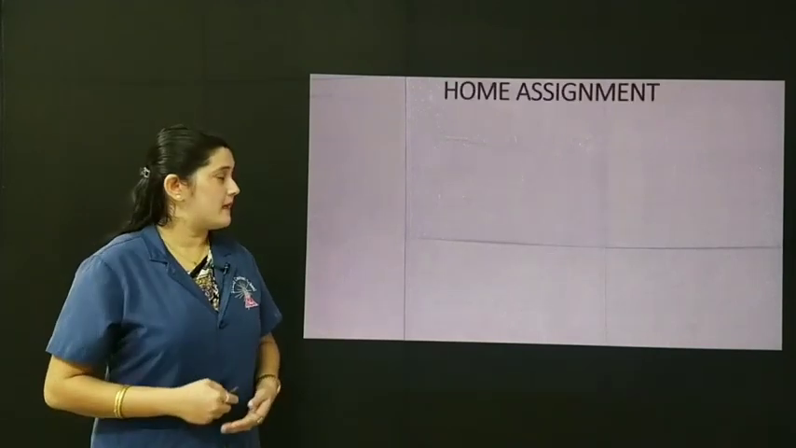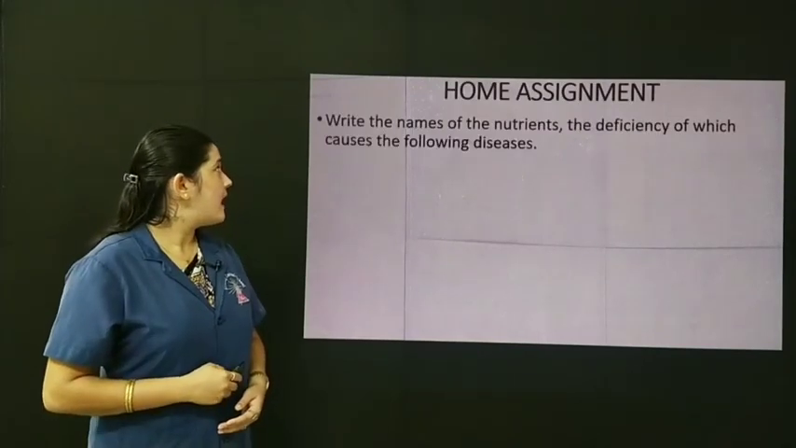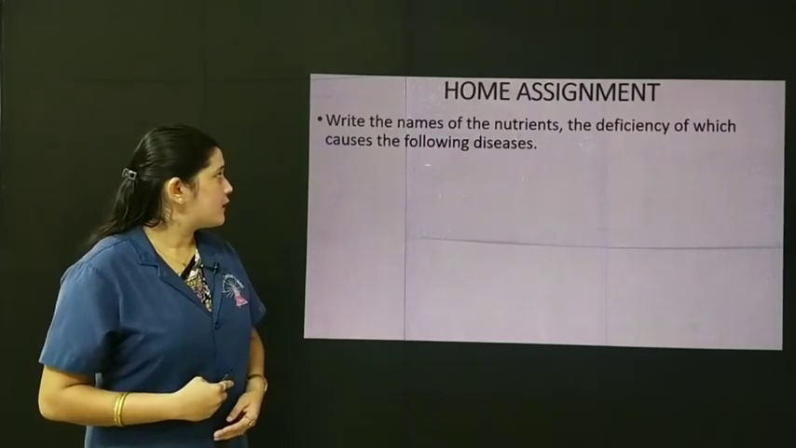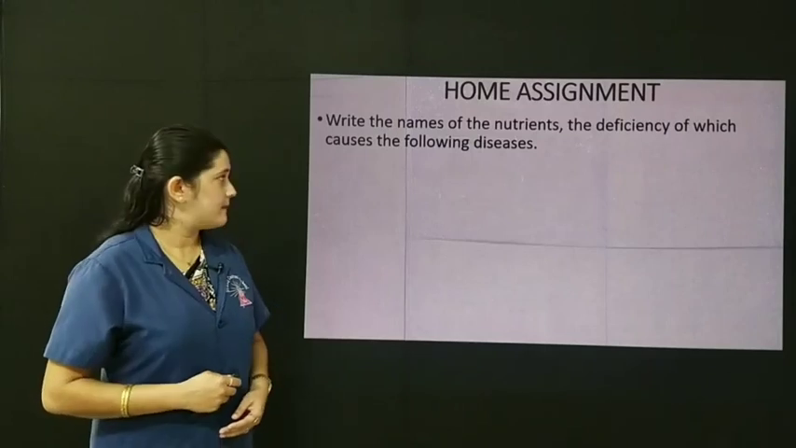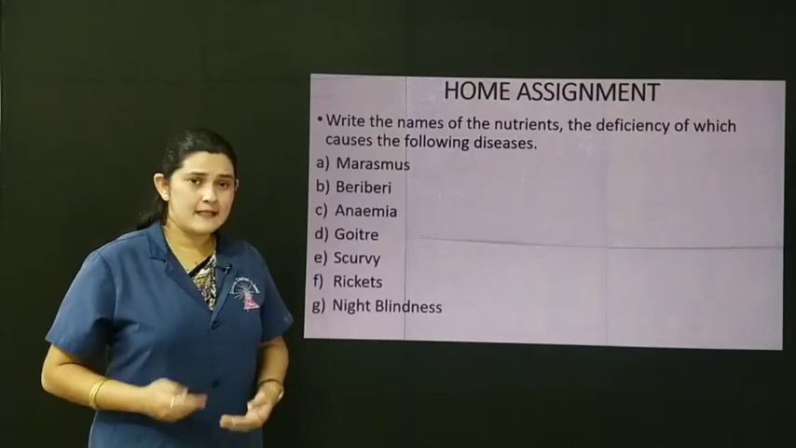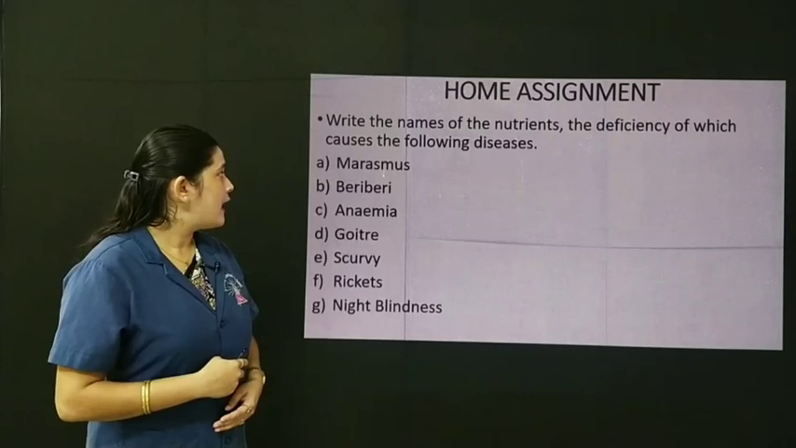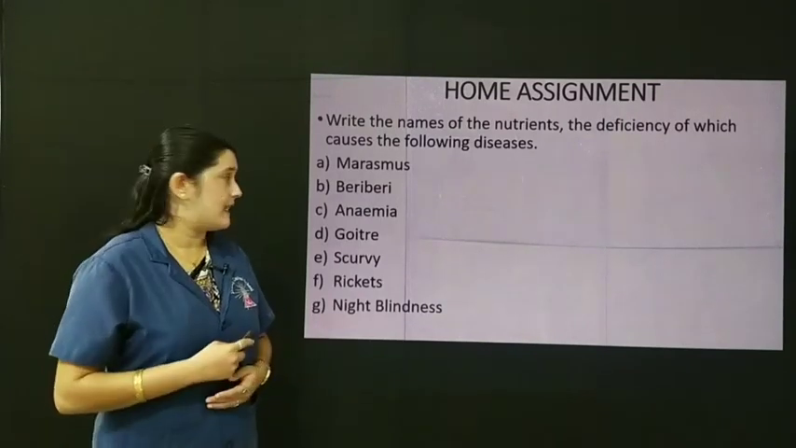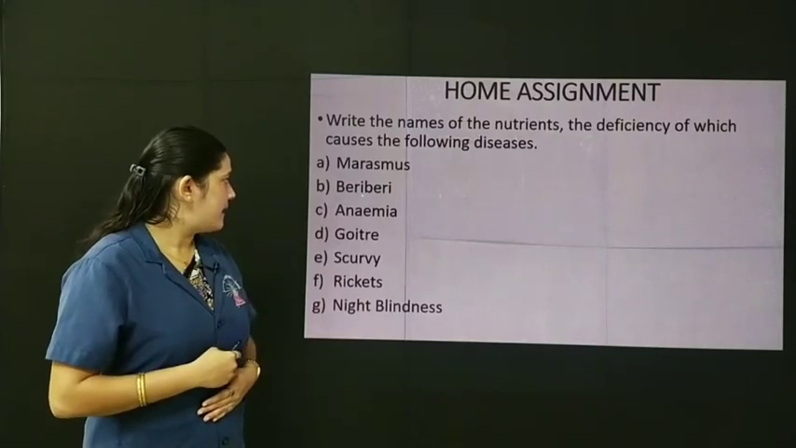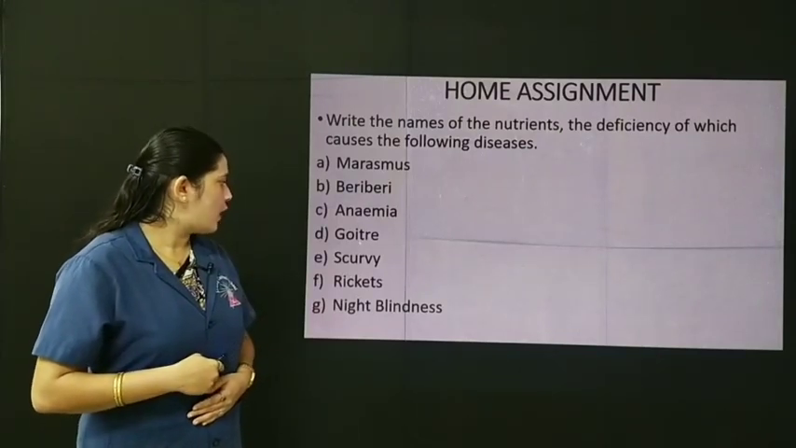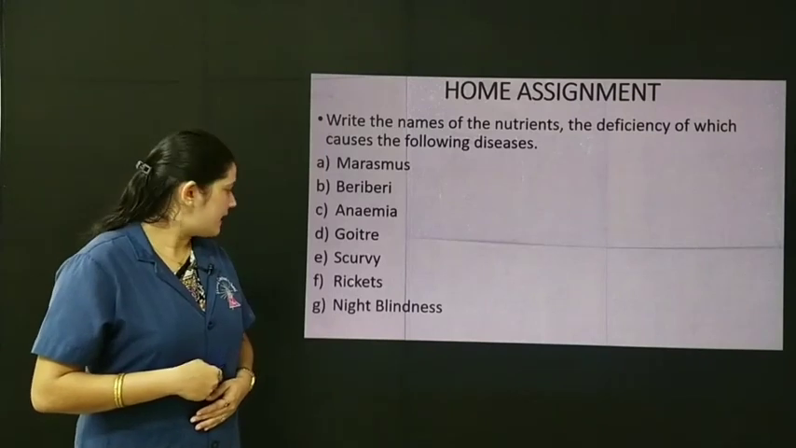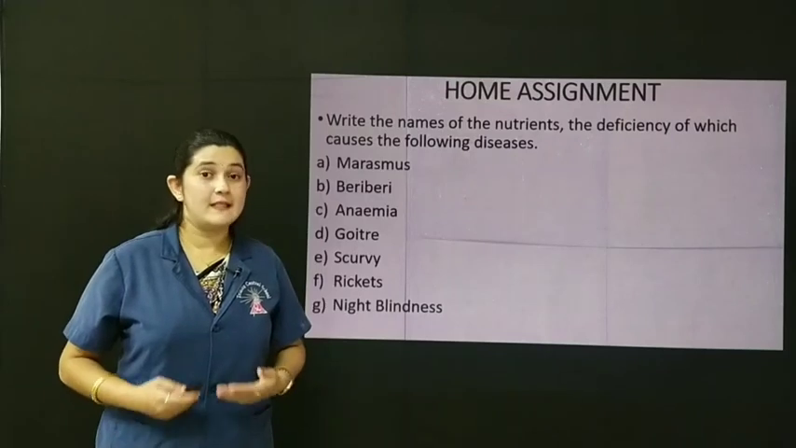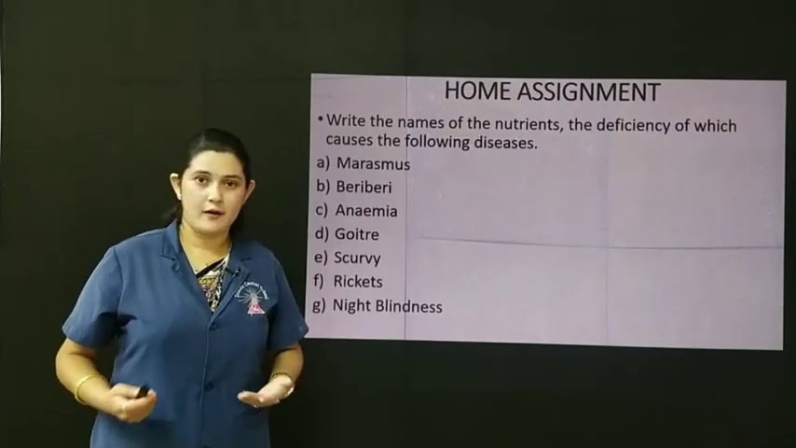So, here is the home assignment. Write the names of the nutrients, the deficiency of which causes the following diseases. So, here is a list of diseases. You have to write the deficiency of these diseases, that is marasmus, beriberi, anemia, goiter, scurvy, rickets and night blindness. So, you have to complete this home assignment in your rough book.